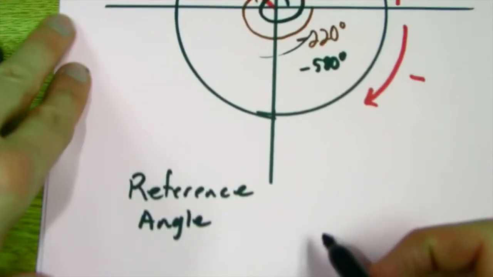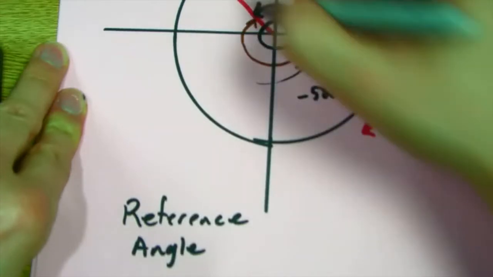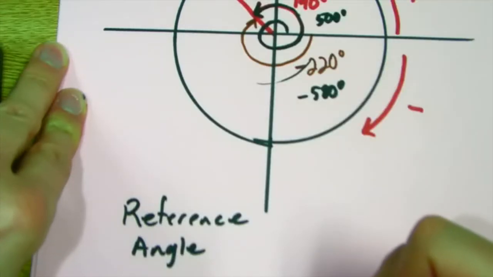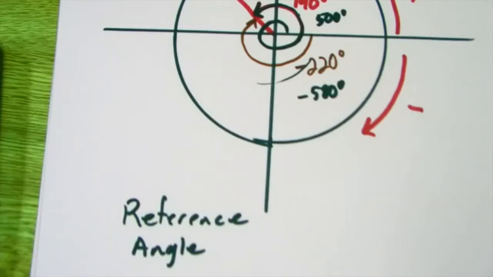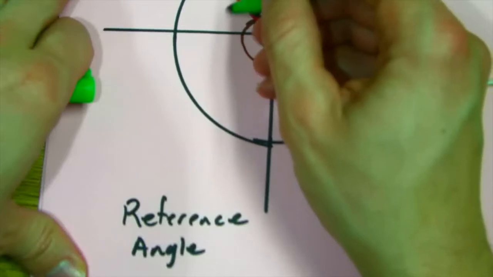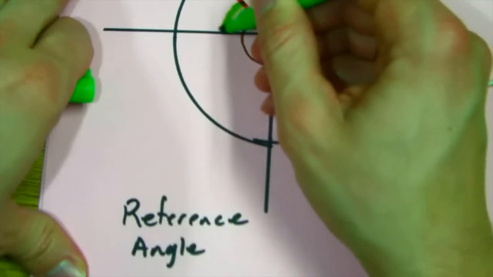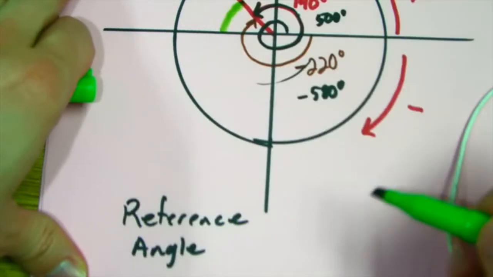Okay, a reference angle is basically the angle that your terminal side makes with the x-axis, the smallest angle that does that. So for this one, the reference angle is going to be 40 degrees. I'm going to see if I can have another color here that I can use for this. Okay, so the reference angle would be literally just the angle to get between the x-axis and the terminal side, the closest possible angle we can make with the x-axis.